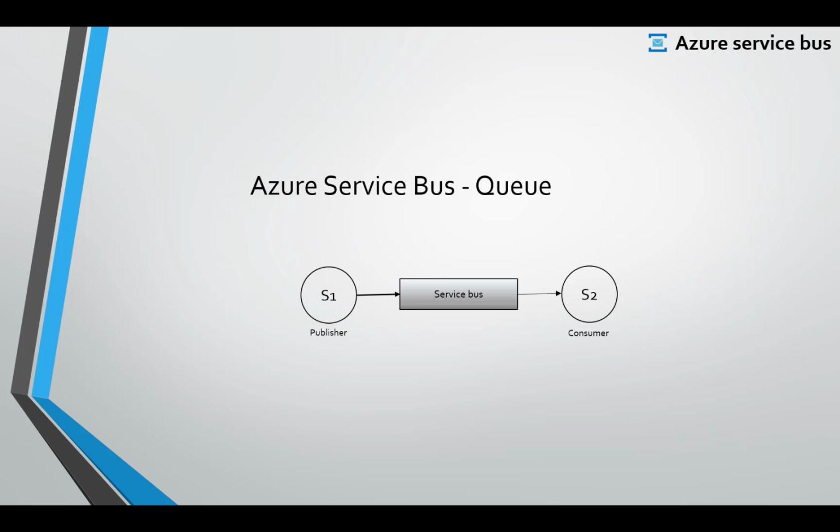Let's imagine that we have two different services and we need them to communicate through a queue. When a publisher publishes a message, the service bus will make sure that the consumer receives one copy of it. And in this case, it's going to be only one copy, regardless of how many consumers we have listening to that queue.